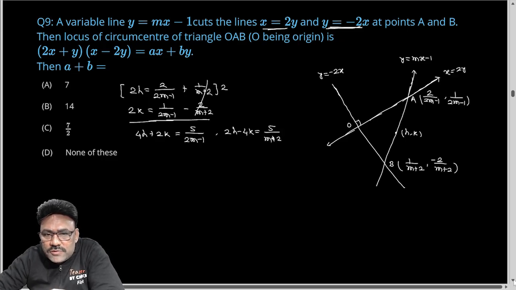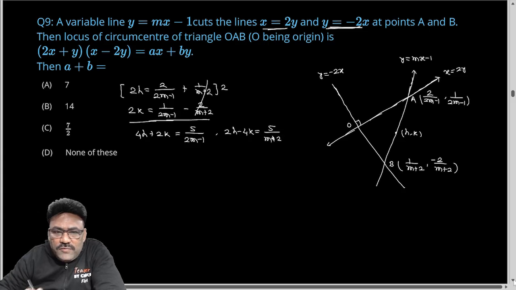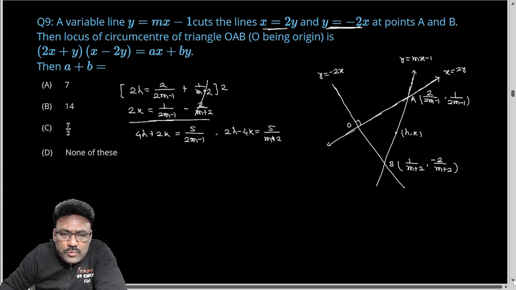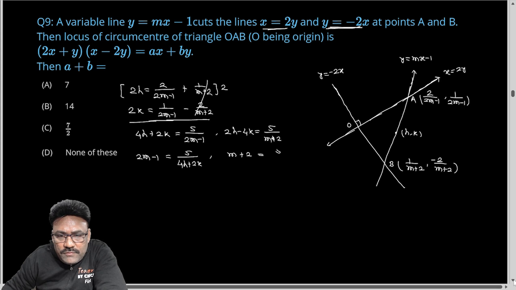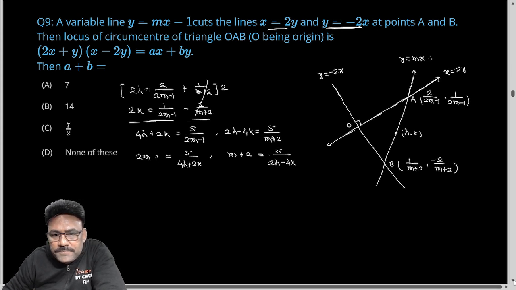Over m plus 2. So this gives you 2m minus 1 is 5 over 4H plus 2K, and m plus 2 is 5 over 2H minus 4K. Now just eliminate m from these two.